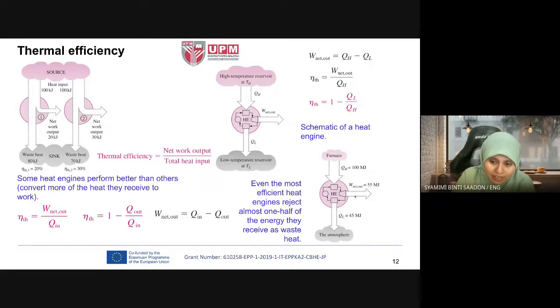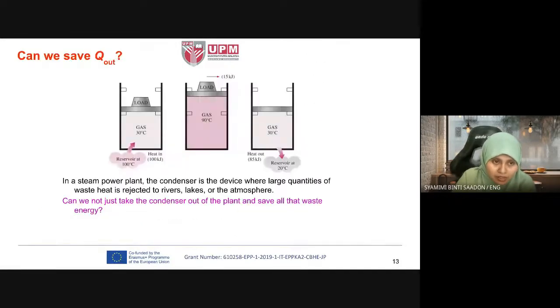To complete the cycle, the heat engine needs to reject some sort of heat to the heat sink. Okay, can we save QR? This is your question. Can we save the heat rejected?